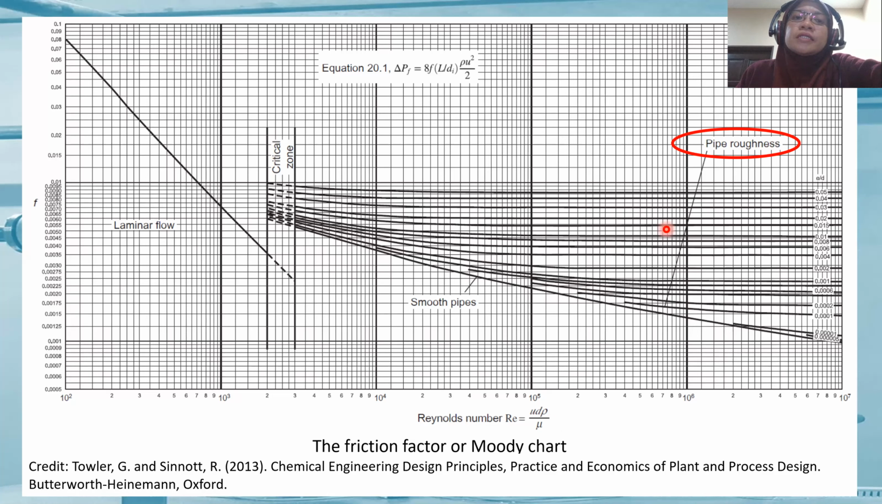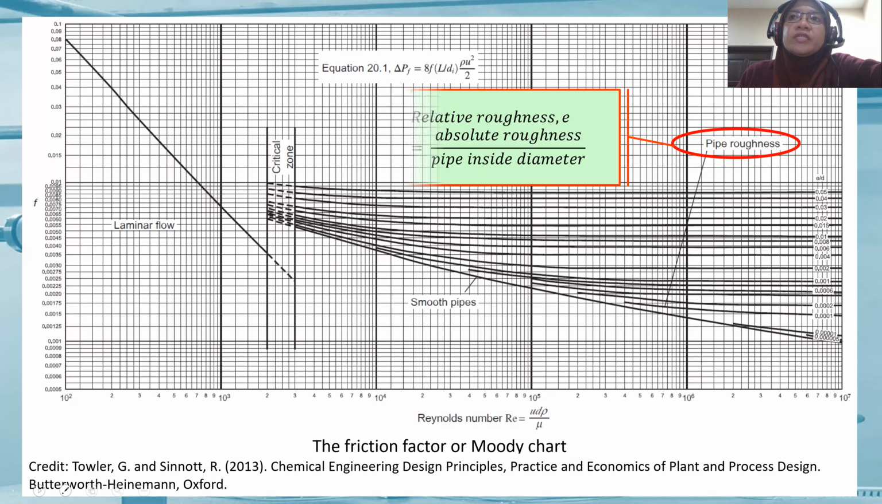This chart is used to find the friction factor, and it is known as the friction factor chart or Moody chart. Pipe roughness in this chart is actually a relative roughness. So if you get data of absolute roughness, you need to convert the absolute roughness to relative roughness by using this equation. Basically, you need to divide the absolute roughness by the pipe inside diameter.